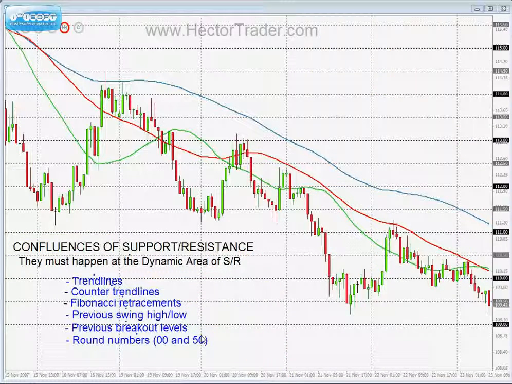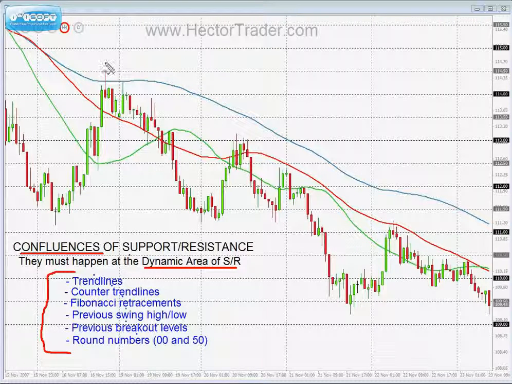I hope that was clear. You have to have both elements, both the dynamic area and also a confluence at that area. You must have both of them in order to have a valid trading setup. Now I'm going to show you some examples so you understand how I draw my technical analysis elements, in order to build up my elements of confluence.